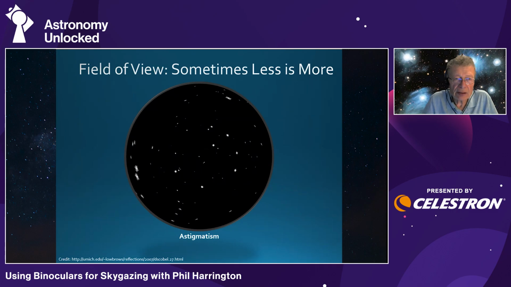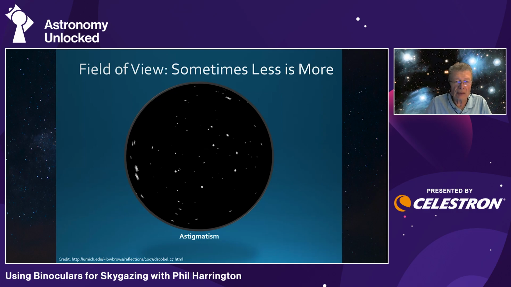Things to look at also, optical flaws. Field of view. Sometimes less is more. In other words, instead of using wide-angle eyepieces and wide-angle binoculars, have a somewhat narrower field of view. Here's an example with astigmatism. I'm looking at the Pleiades here, the Seven Sisters. You notice how the stars in this illustration on the edges are out of focus pretty dramatically, whereas those in the middle are in focus. That's due to astigmatism. Not your eyes' astigmatism, the binocular's astigmatism.